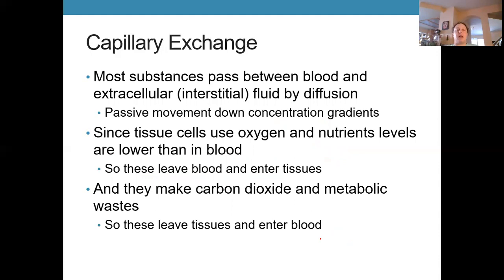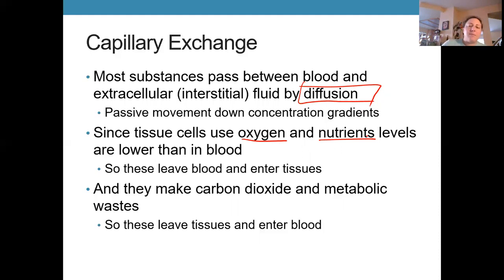So most stuff moves through those clefts with the water of the blood, and then it just passively moves down its concentration gradients. So we're mostly dealing with diffusion here. And the nice thing is the concentration gradients favor the directions that we want all this stuff to go. So the tissue cells are using oxygen and nutrients, so they're keeping their levels really low, and so the gradients always favor moving oxygen and nutrients into the tissues.